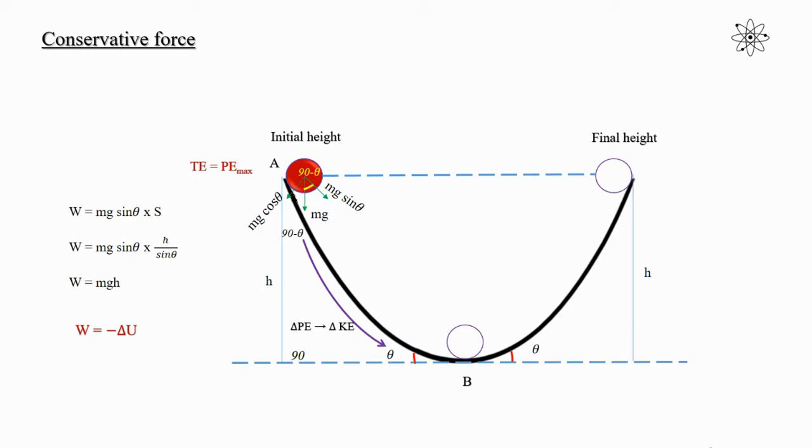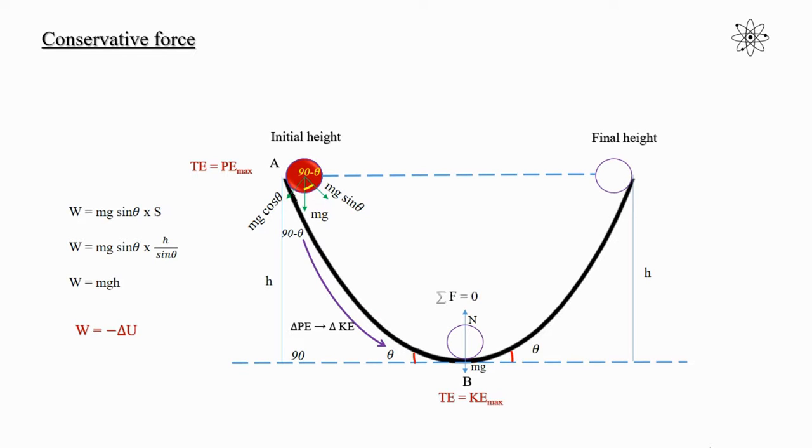When the ball reaches position B, the total energy becomes kinetic energy. It has no potential energy because the total potential energy got converted into kinetic energy. Now let's see what forces act on the ball at position B. Mg acts vertically downward and the normal reaction acts vertically upward.